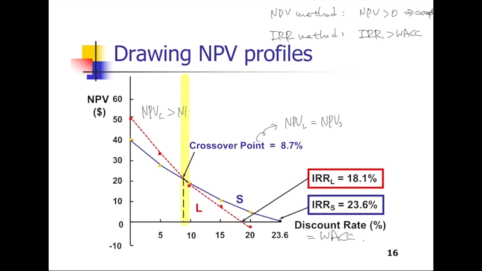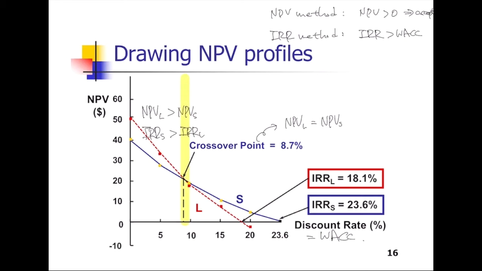Larger than MPV. So we can choose project L. But with the IRR method, which one is the larger number? IRR S is larger than IRR L, right? Because project S's IRR is 23.6, but project L's IRR is only 18.1.